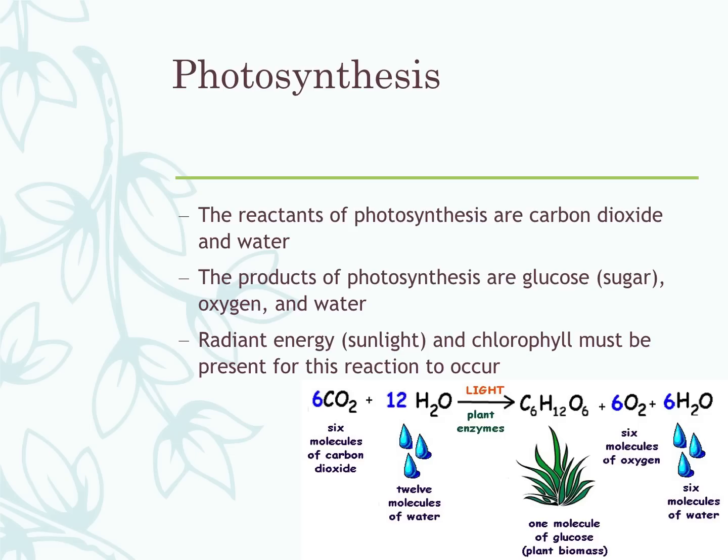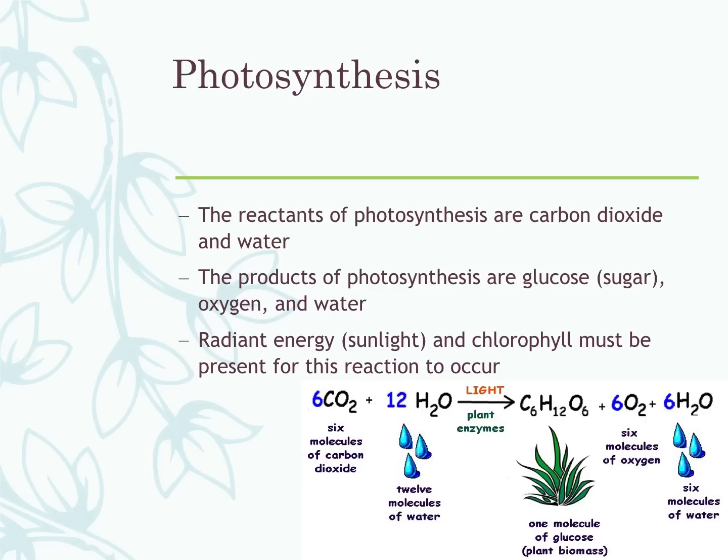Now we're going to discuss photosynthesis. The reactants of photosynthesis are carbon dioxide and water. Remember, that's what goes into the reaction. The products of photosynthesis are glucose, which is a type of sugar, oxygen, and water. Radiant energy, which is also sunlight, and chlorophyll must be present for this reaction to occur.